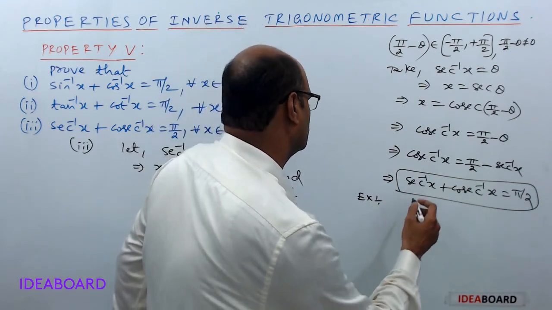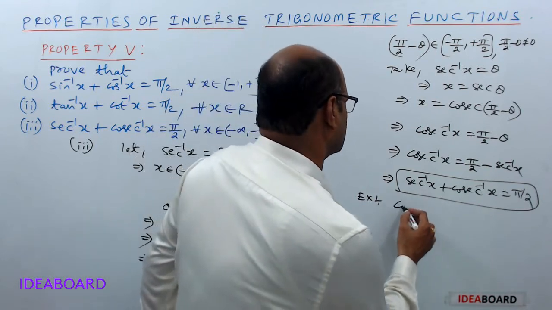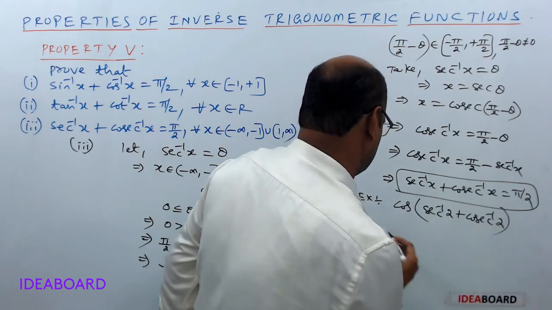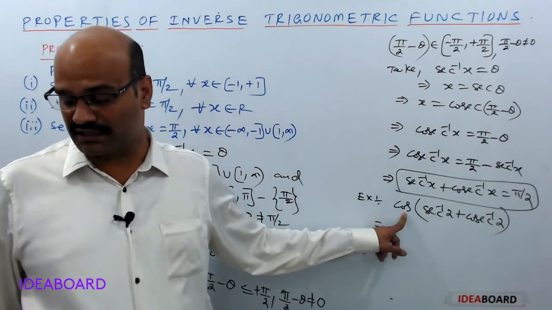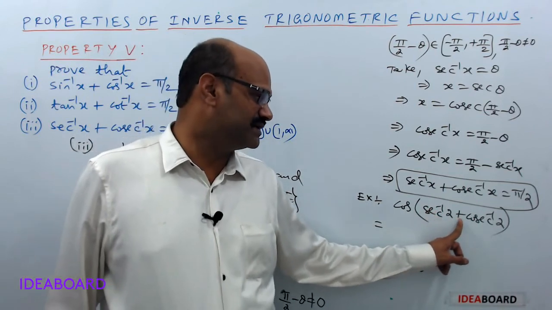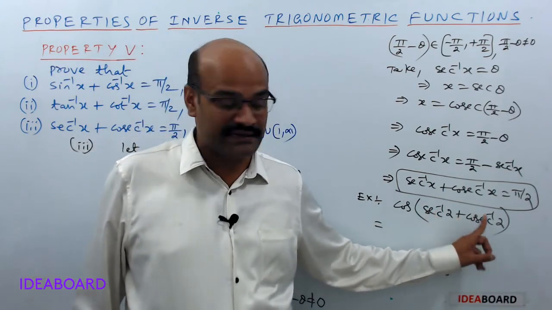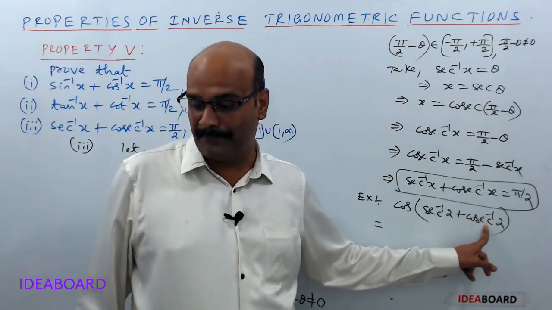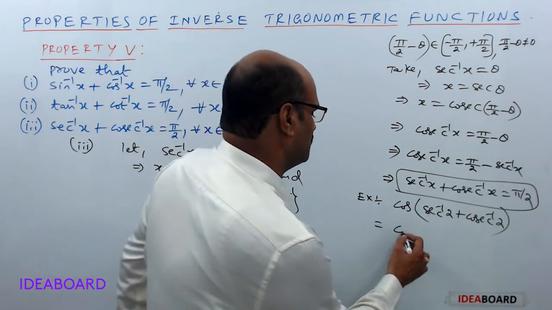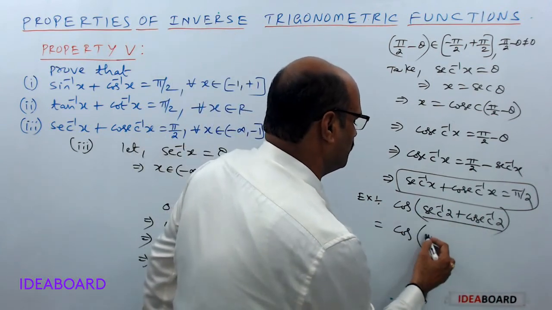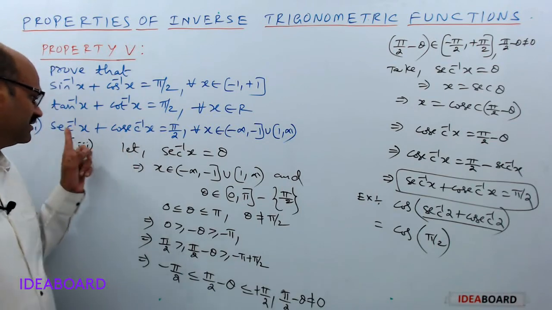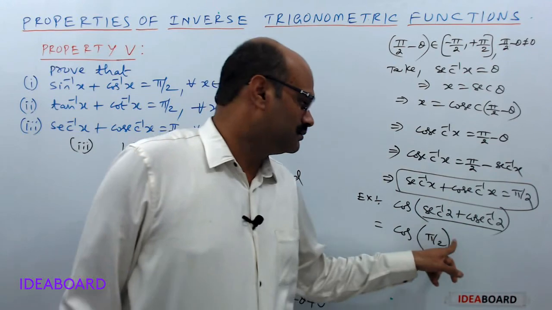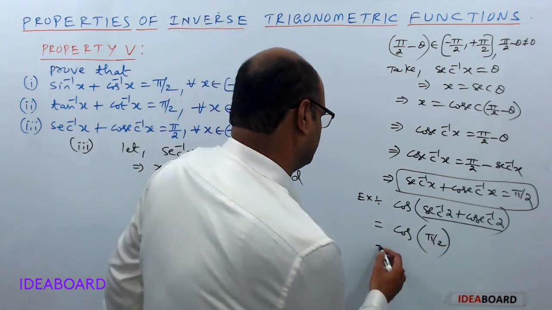Example: cos of secant inverse of 2 plus cosecant inverse of 2. Find the value of cos of secant inverse of 2 plus cosecant inverse of 2. We know that secant inverse of 2 plus cosecant inverse of 2 is always equal to pi by 2, from the property secant inverse x plus cosecant inverse x equal to pi by 2. So cos of this value is cos 90, which is 0.